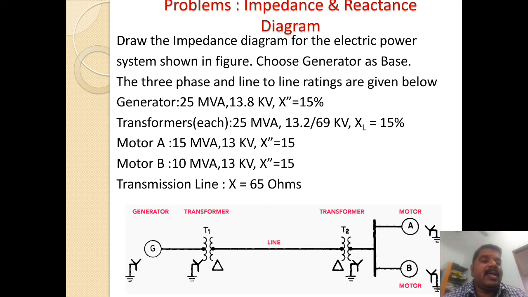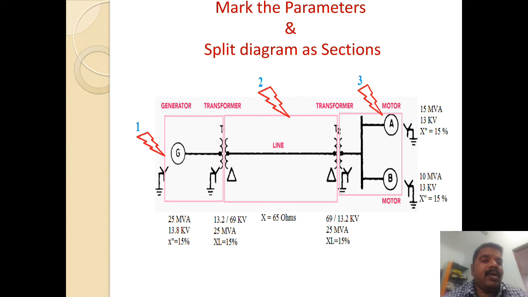Next, we have to take the single line diagram, mark the parameters and split the diagram into sections. That is very, very important. You have to divide the single line diagram into sections based on the transformer. In this problem, we are getting three sections. How do we divide the sections? First you have to mark the parameters. What are the parameters we have for the generator?